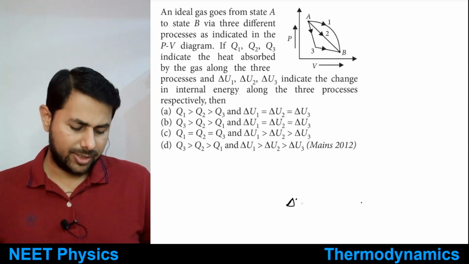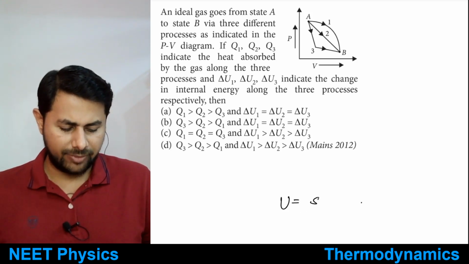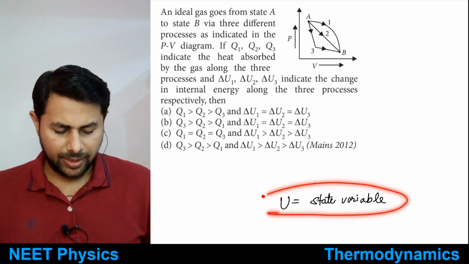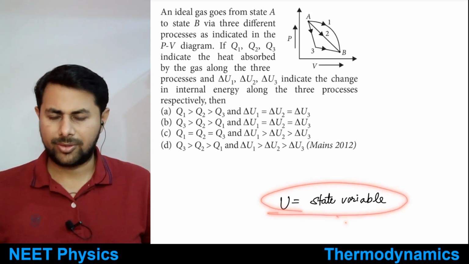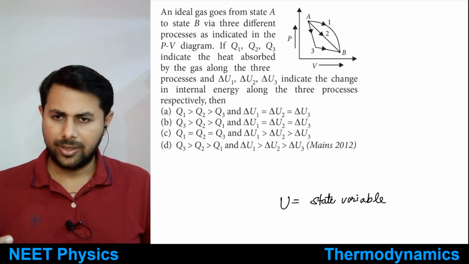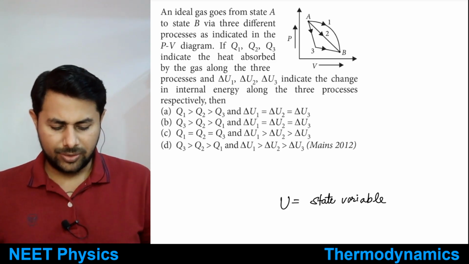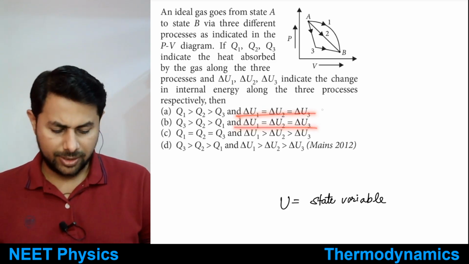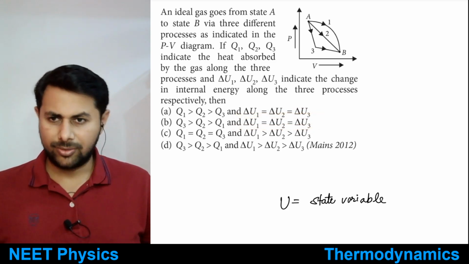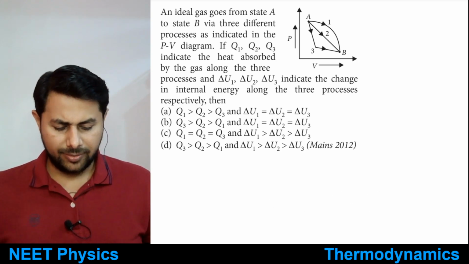U is a state variable, no? We have seen state variables and path variables. If they ask about change in U, change in P, change in V, change in temperature, then it will be the same. So delta U will be the same. So it is either option 1 or option 2.